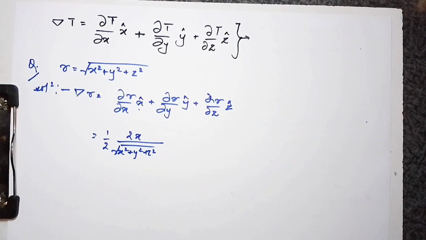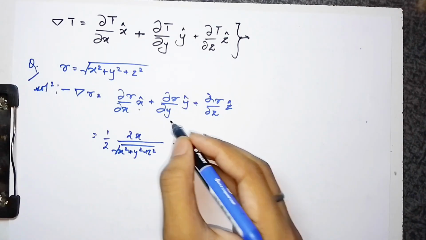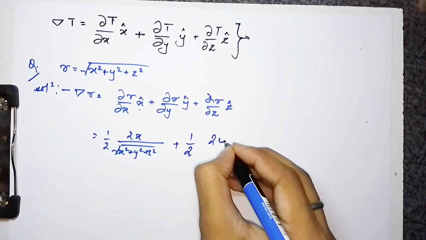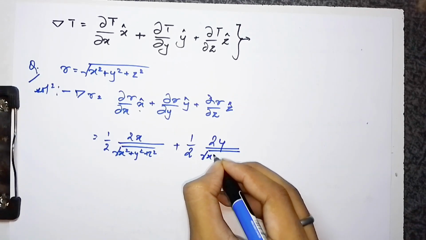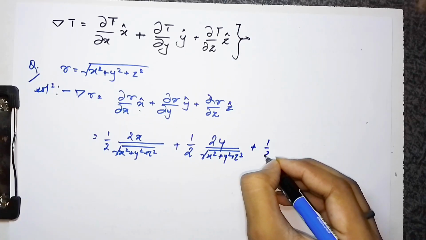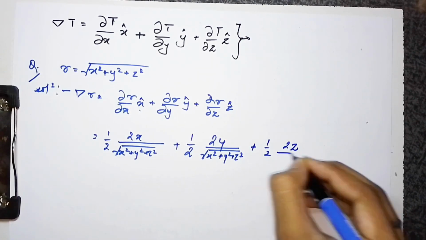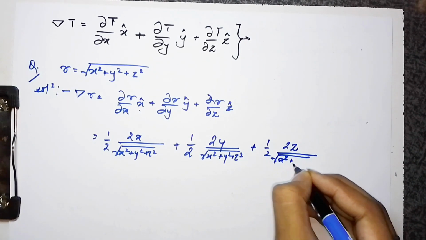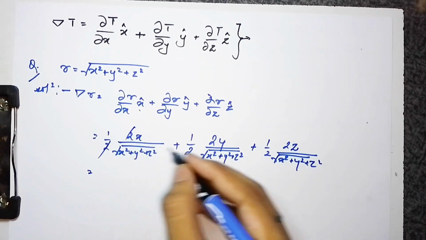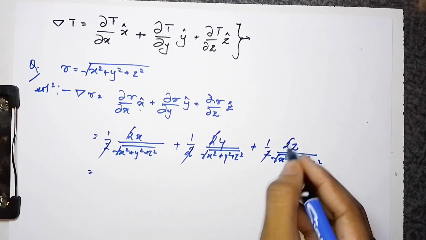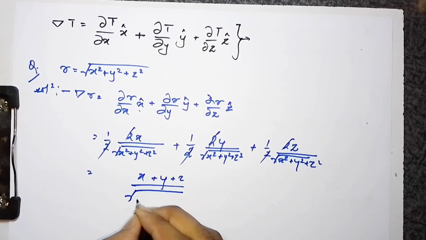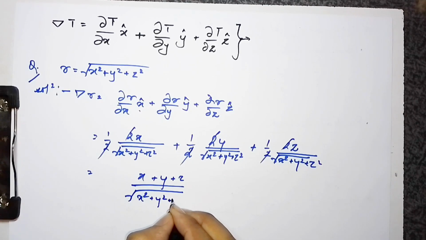In the similar way we would get in the case of dr upon dy and dr upon dz. 1 by 2y under root x square plus y square plus z square. Here 1 by 2z under root x square plus y square plus z square. Now this 2 would be gone. So what we would get? We would get x plus y plus z upon under root x square plus y square plus z square.